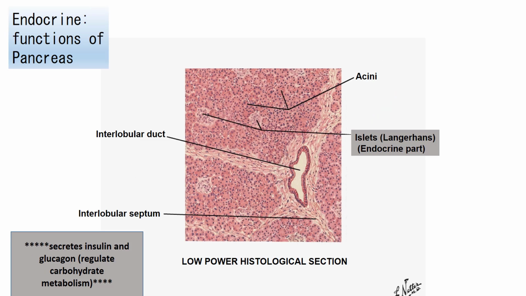Here's a little histological image for you. The endocrine functions of the pancreas, as probably everybody knows, are the secretion of insulin and glucagon to regulate carbohydrate metabolism. The cells that secrete these hormones are located in regions that are called the islets of Langerhans. And the pancreas has a pretty rich blood supply in keeping with its endocrine function. The acini that are all over here are made of cells which secrete the digestive enzymes.